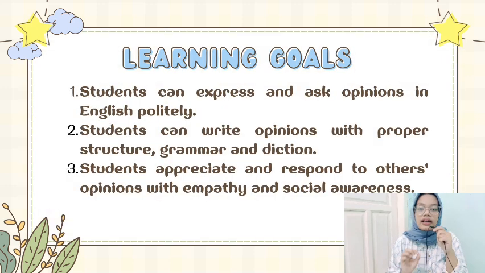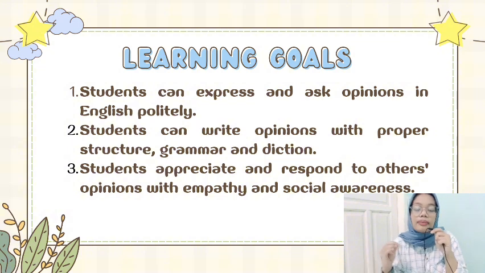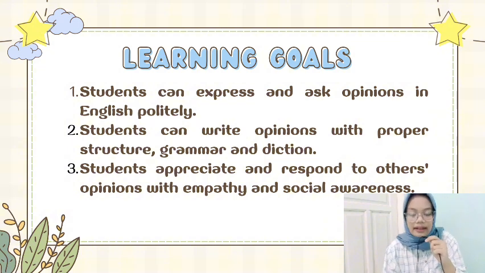So there are three objectives of our main goal of this learning process. First, students can express and ask opinions in English politely, which means they learn to participate in discussion using expressions like I think or do you agree, but they use it with attention to politeness and cultural norms. So it's not just about being correct grammatically, but also about speaking with respect.